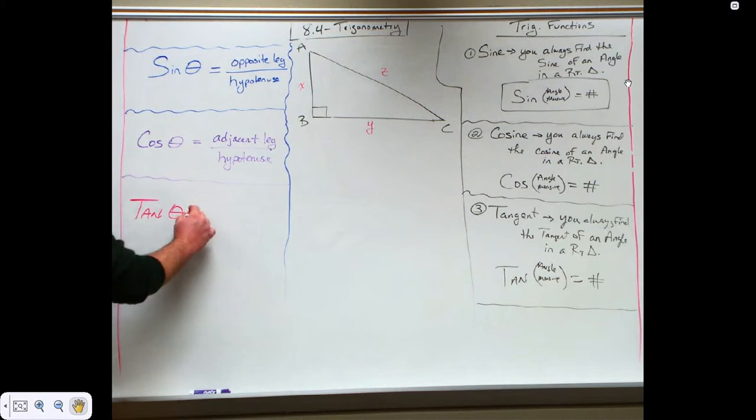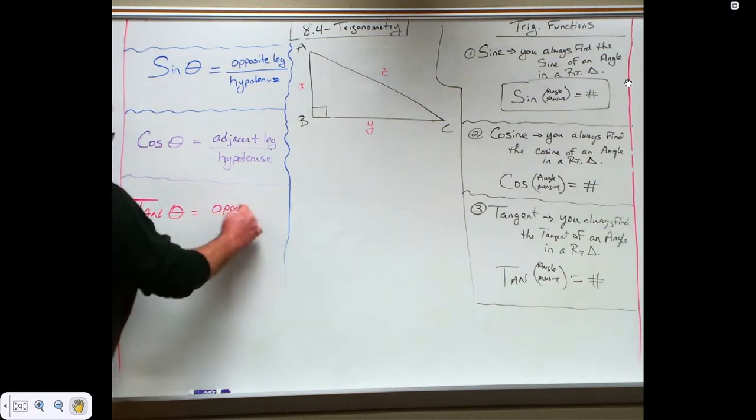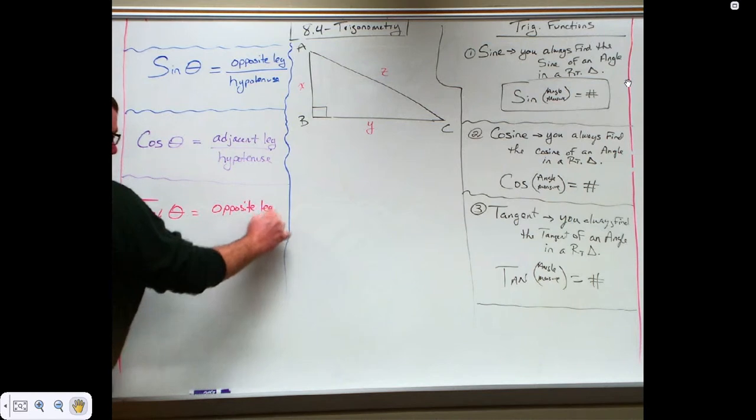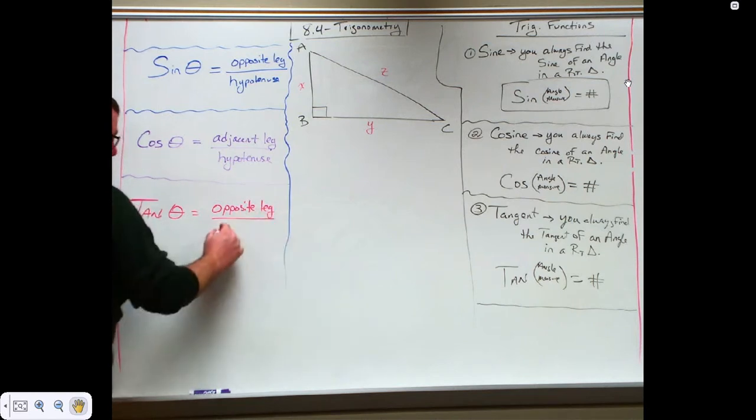Tangent of theta is always equal to the opposite leg over the adjacent leg.